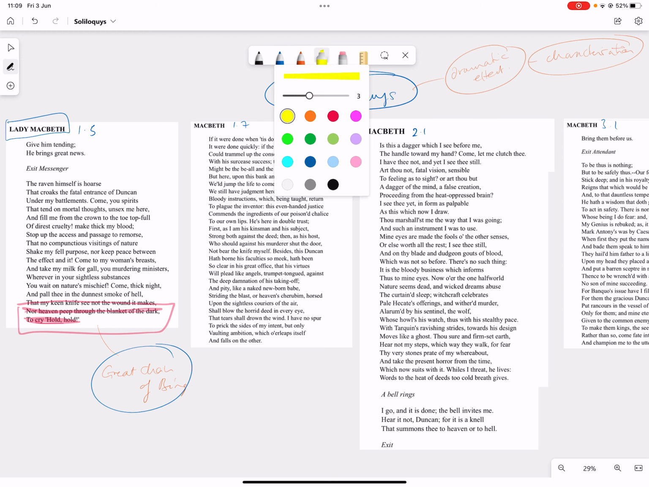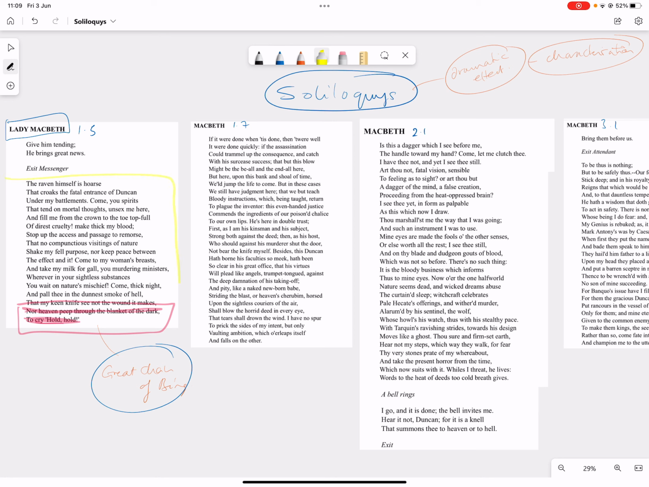Again, always look for structural features. If you're given this as an extract, what you want to do is think about beginnings and endings, the symbolism of the raven, maybe a harbinger of death, croaks the fatal entrance of Duncan, so kind of foreshadowing what's coming. We could explore that, and then by the end we get this kind of dramatic voice of God that she hears in her head. And again, you could go back to what I just said earlier about linking that to an awareness.